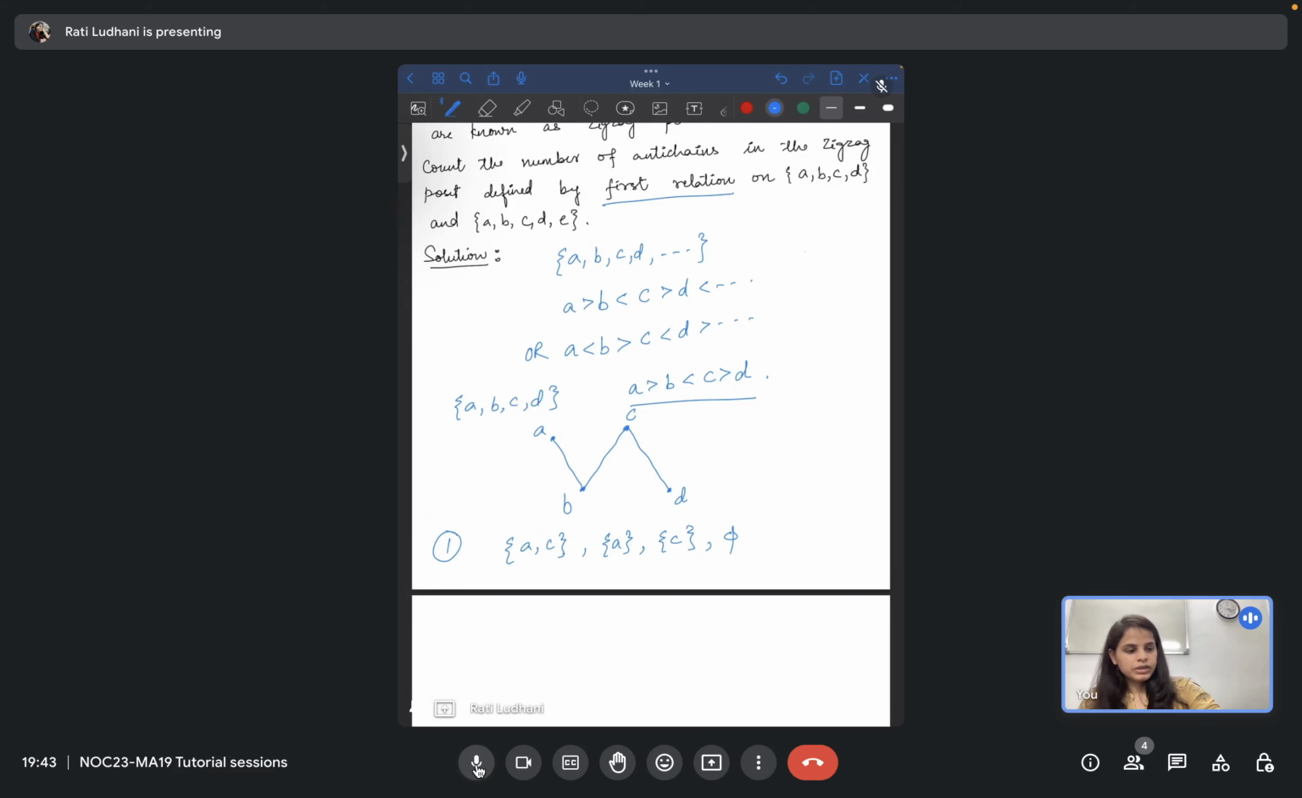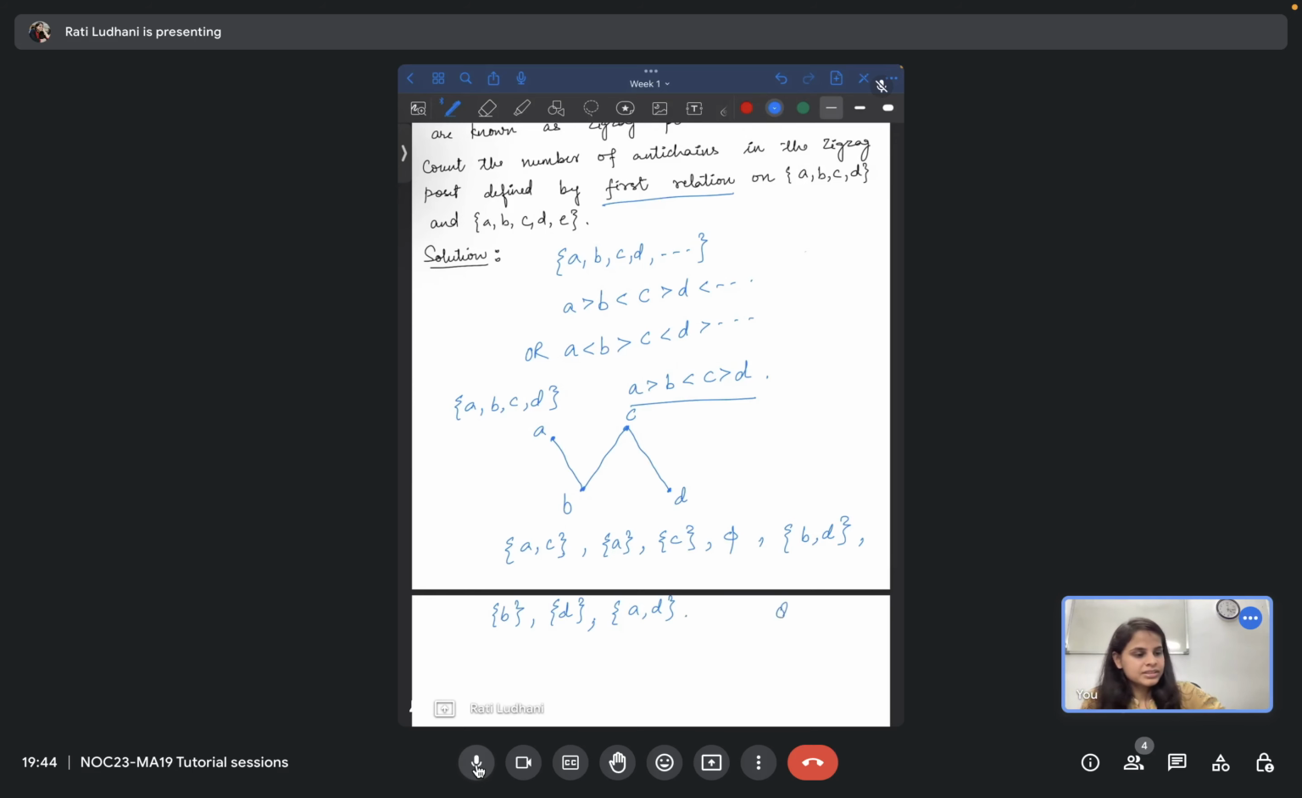Now with A and C you cannot add B and D, because they will be related. So you can just separately take B, and then all the subsets. Is there anything else here? AD. Yeah, AD. I was just searching for one more. So it should be 8. I'll tell you why.